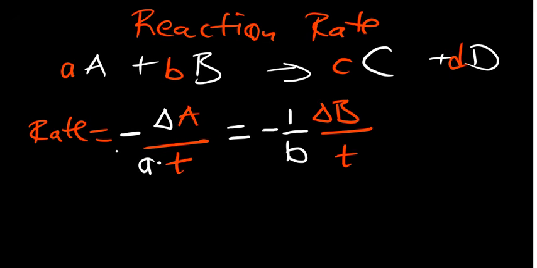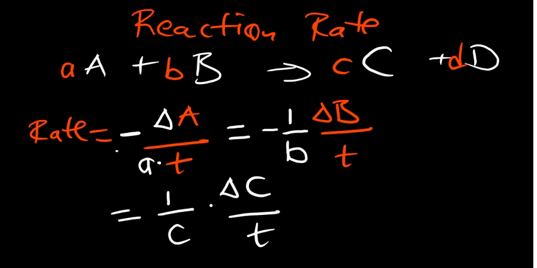Well, somebody else can also say, okay, I'm going to look at how fast the products are forming. So it can be equivalent to, for the products we don't show a negative, so it's 1 over c multiplied by the change in C over the time.